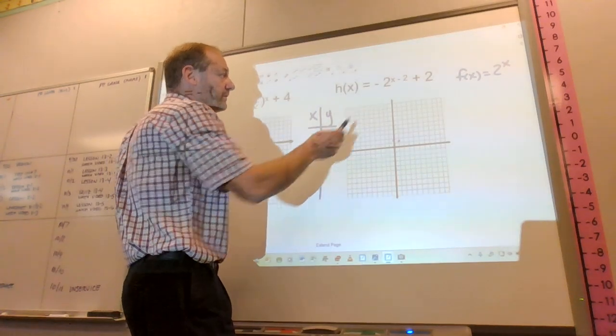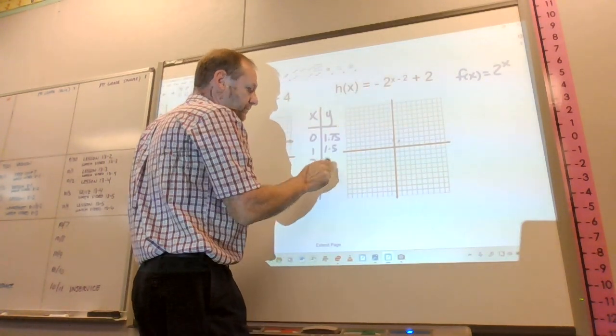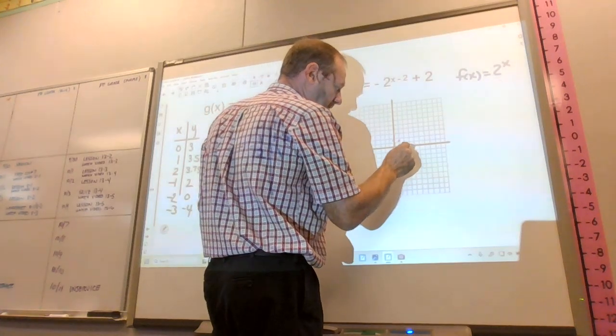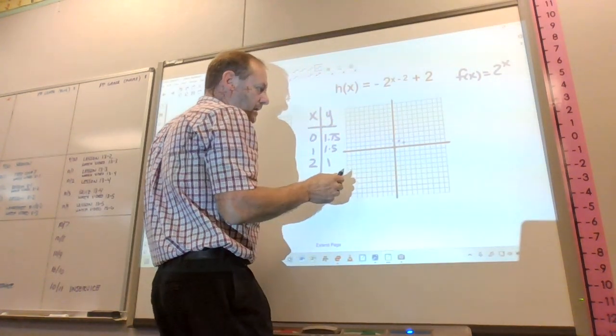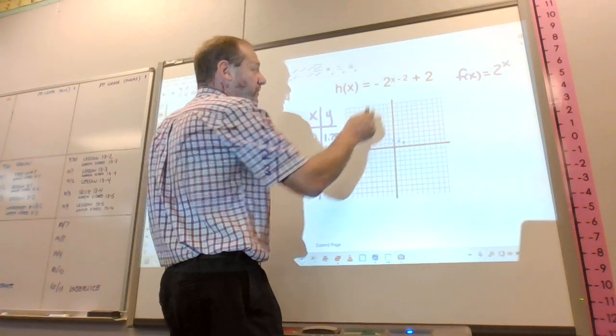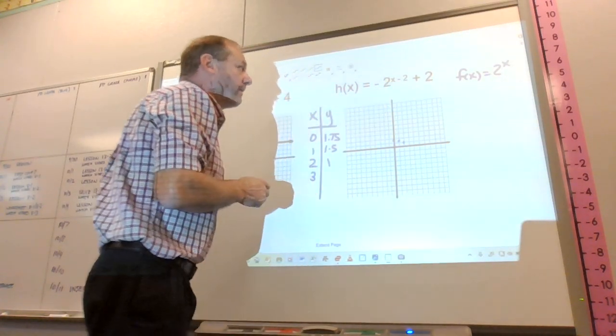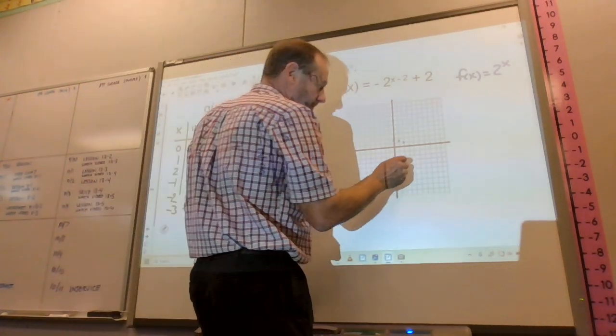Plug in 2, that's going to be 2 to the 0, which is going to be 1, but it's going to be negative 1 plus 2 is 1. So we go here. And then 3 would give me 2 to the first power is 2, but it's negative 2, so that's going to be 0.